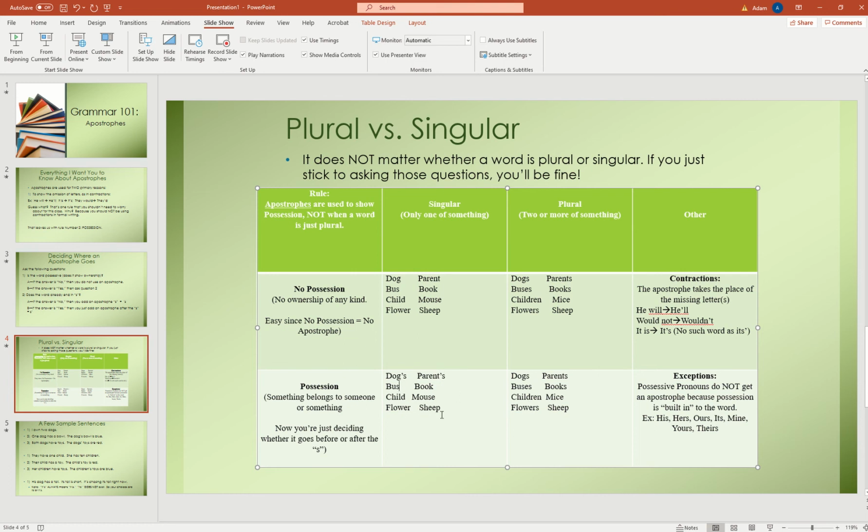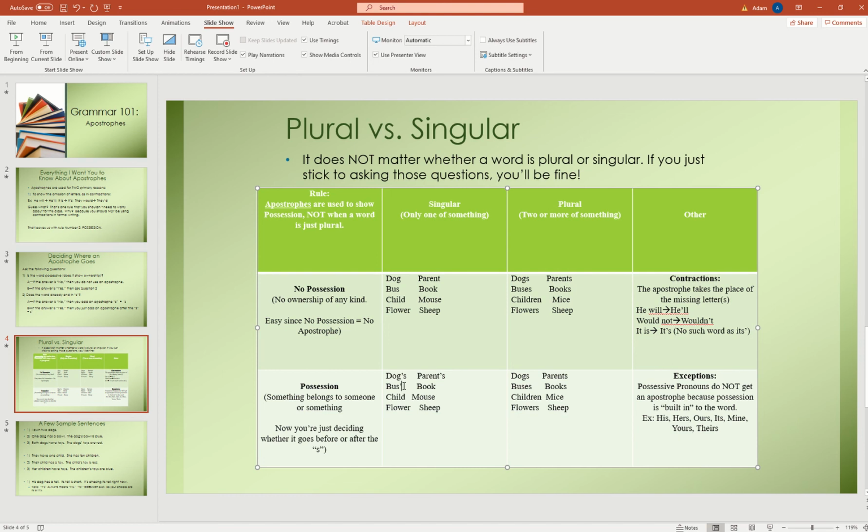The bus has flat tires. The bus's tires are flat. Okay, is there possession? Let's see. Tires belong to the bus. Yep, there is possession. And does bus end in S? Yes, it does. So I don't want to do apostrophe S. I just want to do apostrophe.